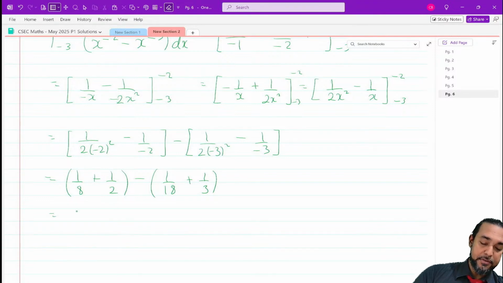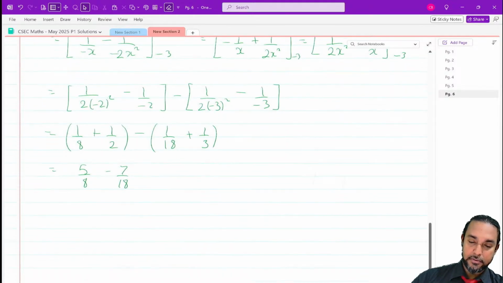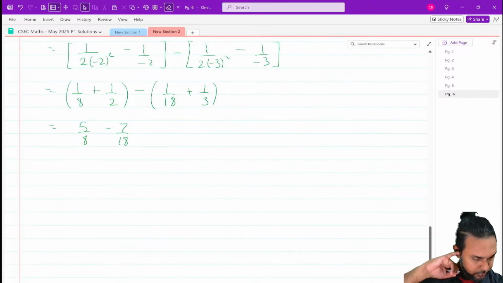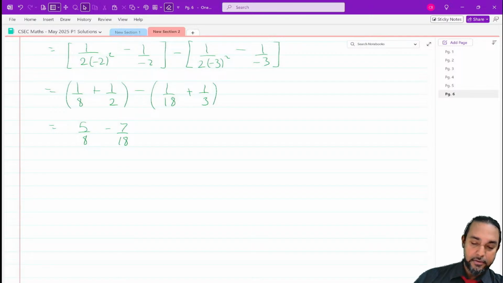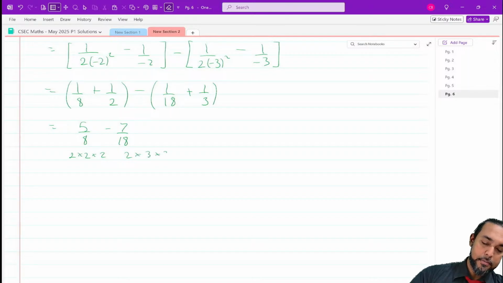1/8. So half is 4/8. So we end up with 5/8. 1/3 is 6/18. So we end up with 7/18. What's the LCM here? 72? Yeah, I think so. This is 2 by 2 by 2. This is 2 by 3 by 3. So we're missing 3 by 3 across here and 2 by 2. Okay. Yeah, so we get 72.